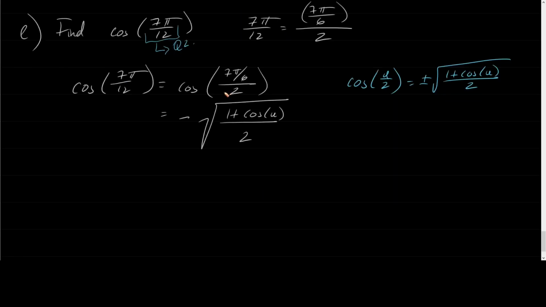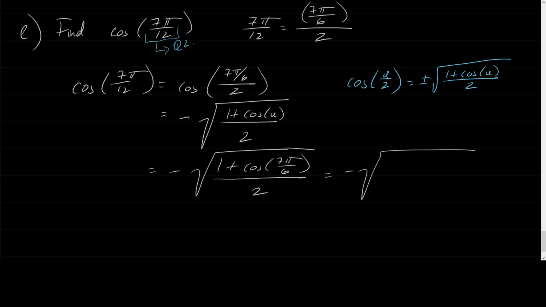And in here, what was u? u was simply 7 pi over 6, because 7 pi over 12 was u over 2, so 7 pi over 6 is just u. So we get the negative of the square root of 1 plus cosine of 7 pi over 6, all of that over 2. And we know what cosine of 7 pi over 6 is because that's on the unit circle. So I have 1 plus negative radical 3 over 2, and we have that all over 2.